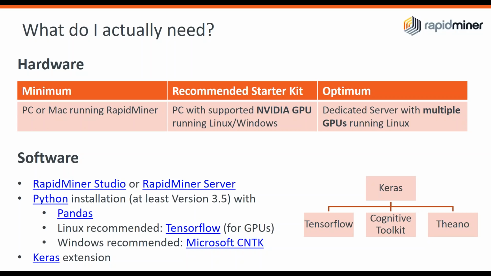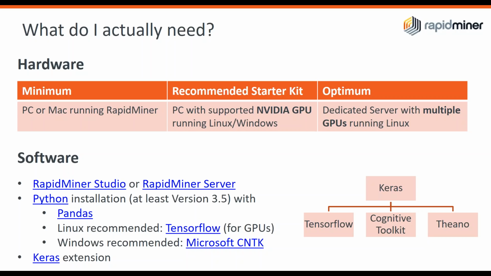When you're on Windows, it's easier to use the Microsoft Cognitive Toolkit, but you can also use TensorFlow as well. You just need to make sure that you've installed it, and then you can download our Keras extension from the RapidMiner marketplace, set the path to your Python up, and you're good to go.